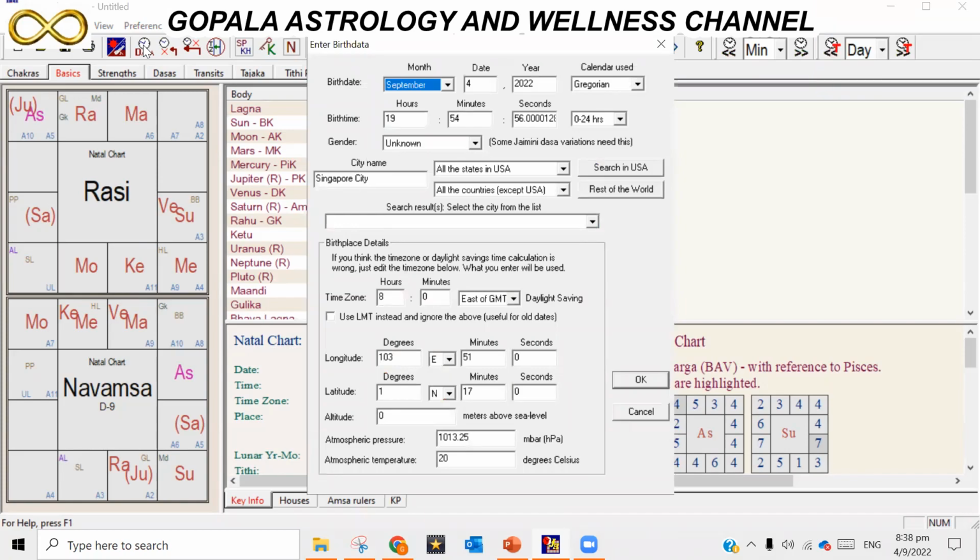Take it. Make the GMT plus 5:30. GMT time zone is 5:30. No, that's okay. It's by default. It will take it by itself. No need to worry about it. So tell me the date of birth of the person.